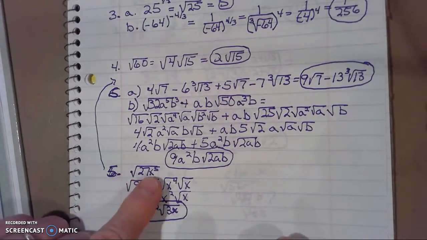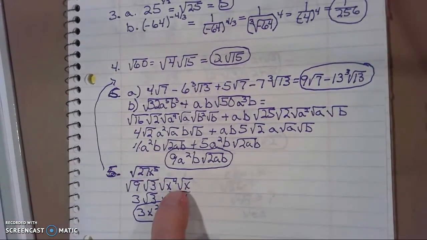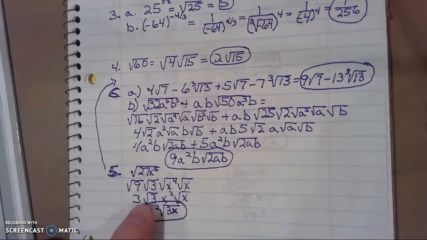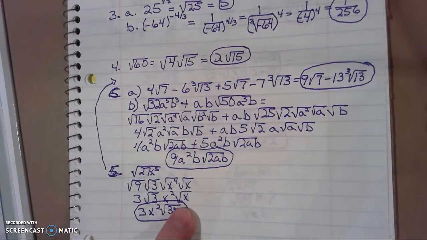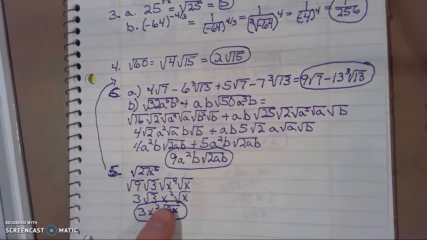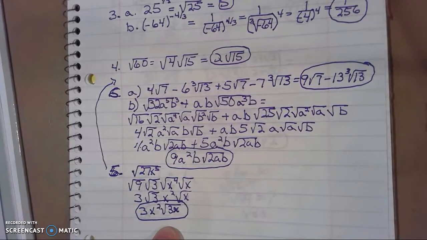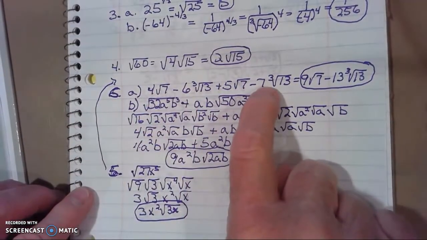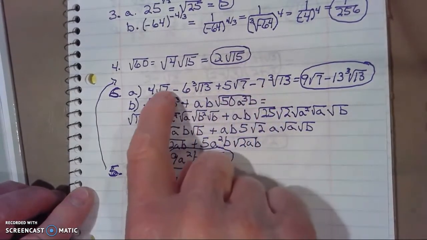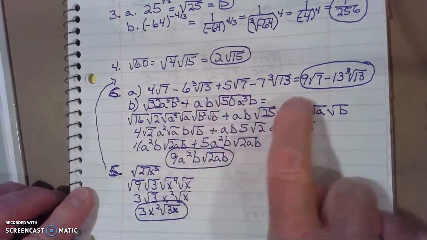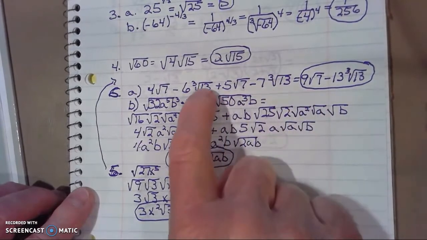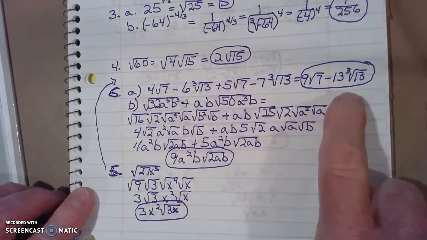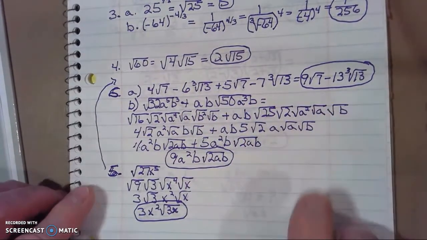You can't divide 2 into 5 evenly, so you break it down to 4 and 1 as I've done here. So you get 3 square root of 3, x squared, and square root of x. So 3x squared, square root of 3x. Then 6a, all of these things lined up here, 4 square root of 7 and 5 square root of 7 are like 9 square root of 7. Negative 6 cube root of 13 and negative 7 cube root of 13 make negative 13 cube root of 13.